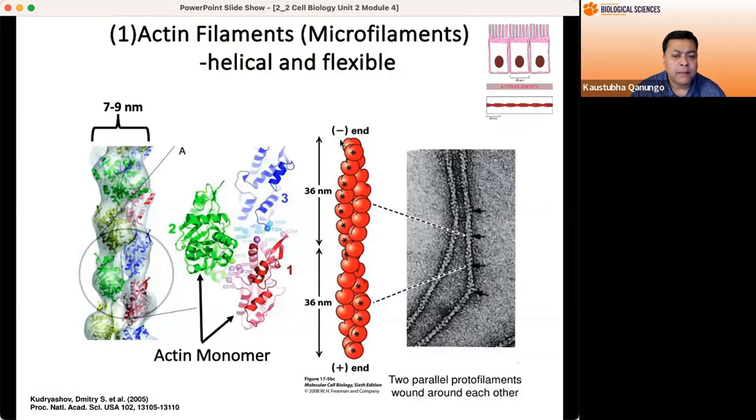And these filaments are always directional. There is a minus end and there is a plus end as well. So there are two parallel protofilaments wound around each other. Remember that there are two parallel protofilaments. So there are two actin filaments.